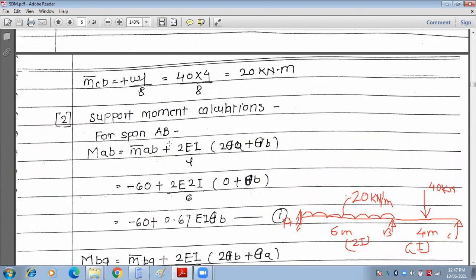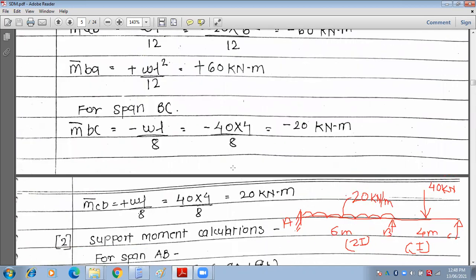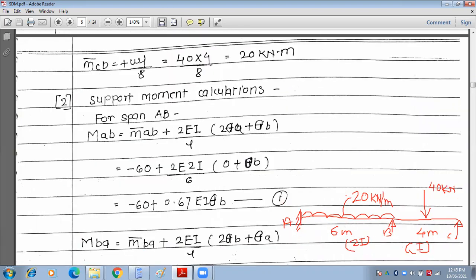Now let us consider the span AB. If we look at the span AB, A end is fixed and B is continuous. For this case, the general formula is used. As we know, the general formula for the moment calculation in the slope deflection equation is MAB is equal to fixed end moment AB plus 2EI upon L into bracket 2 theta A plus theta B. Now fixed end moment AB, as we have calculated, is 60, and we have to consider it as minus 60.